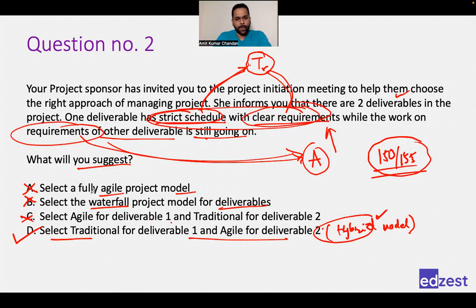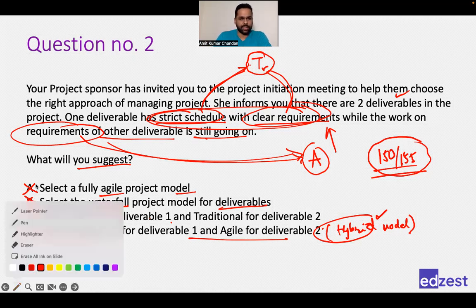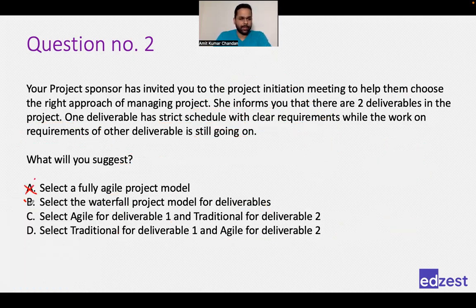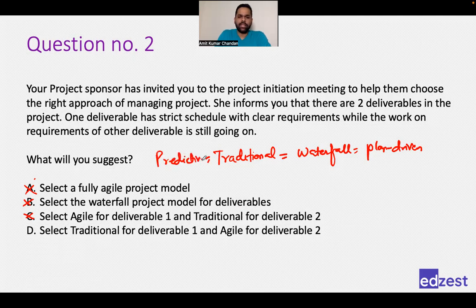Yeah, Amitji, is meaning of waterfall project and the traditional project same? Yes, 100%. No differences. Traditional, waterfall, plan driven, and one more, predictive. In the project management sense, there is no difference in whatever you see here.